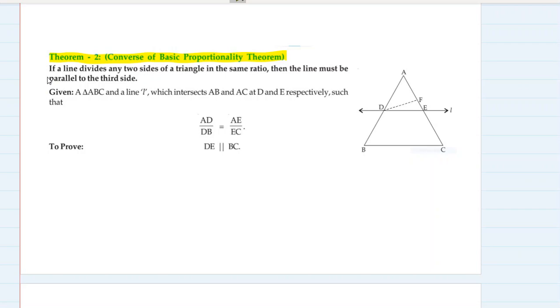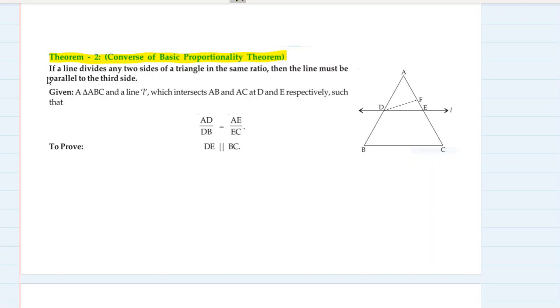Then the line must be parallel to the third side. What do you mean by then the line must be parallel to the third side? This line which is dividing AB and AC in equal ratio, that is AD upon DB is equal to AE upon EC, that is known. Then this line must be parallel to the third side, that is DE must be parallel to BC. So you have to prove that DE is parallel to BC, and you have been given that AD upon DB is equal to AE upon EC.